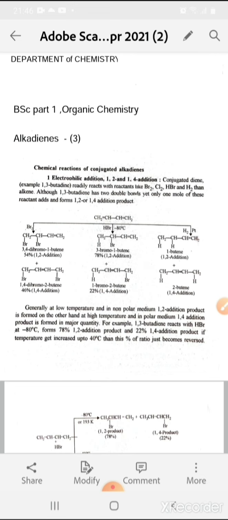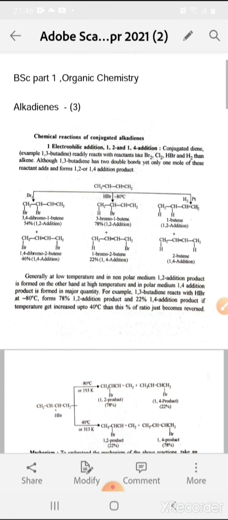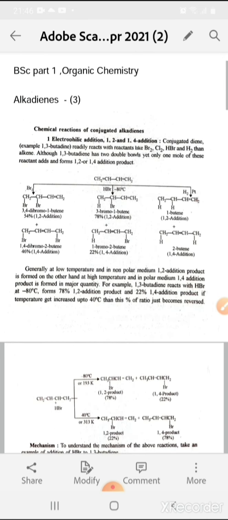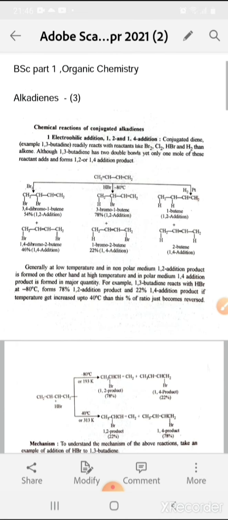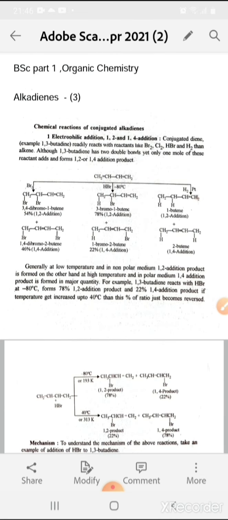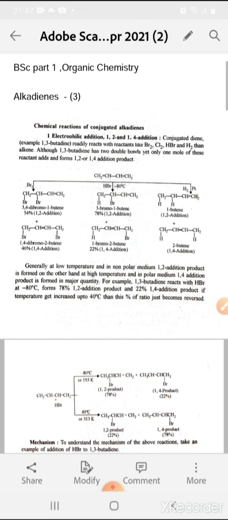1,3-butadiene reacts with 1 mole of hydrogen in the presence of platinum to form 1-butene, which is 1,2 addition, and also it forms 2-butene, which is 1,4 addition. Generally at low temperature and in non-polar medium, 1,2 addition product is formed. On the other hand, at high temperature and in polar medium, 1,4 addition product is formed in major quantity.